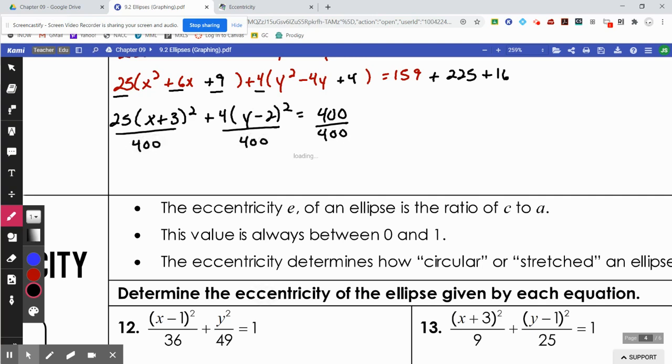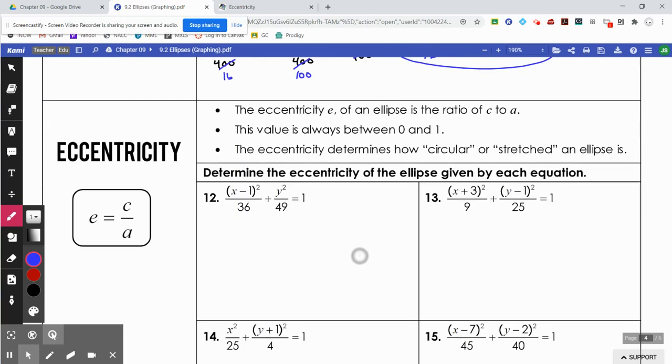And I'm going to go ahead and reduce that. The 25 and 400 reduces to a 1 and a 16. The 4 and 400 reduces to a 1 and a 100. And this obviously reduces to 1. So final answer, x plus 3 squared over 16 plus y minus 2 squared over 100 is equal to 1.